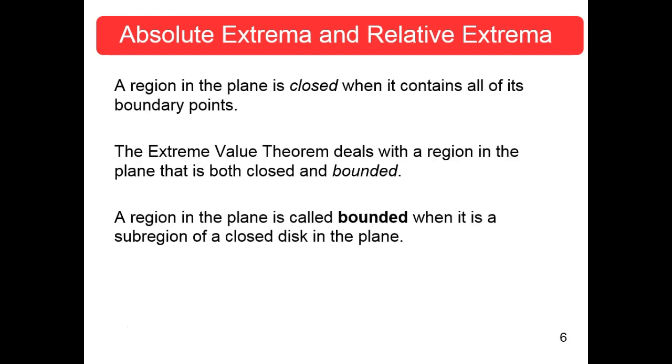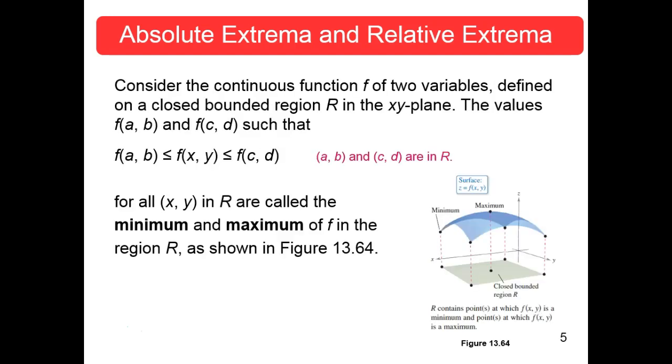A region in the plane is closed when it contains all of the boundary points. Okay, let's go back to this one. Obviously, these boundary points are included in the region because these corner points are boundary in two ways. They're included. So this is a closed bounded region R. Yeah, we see that.